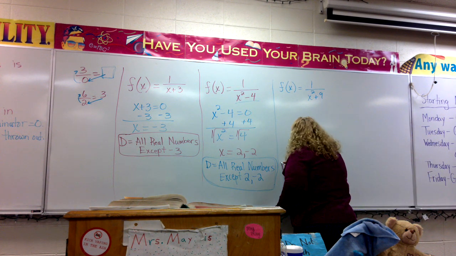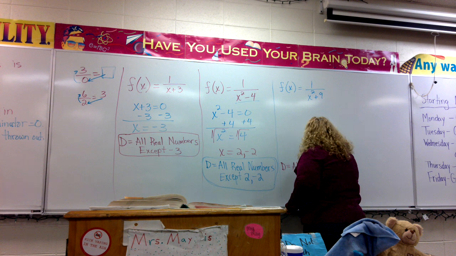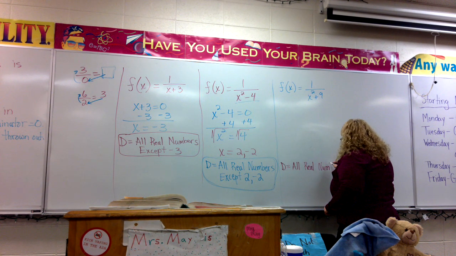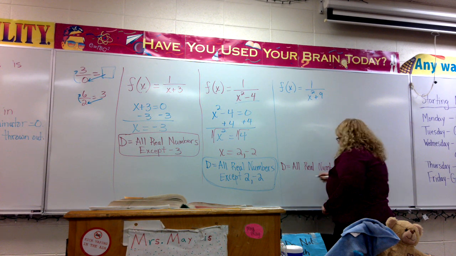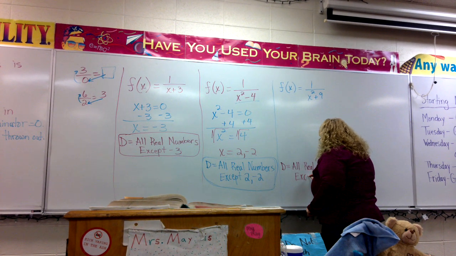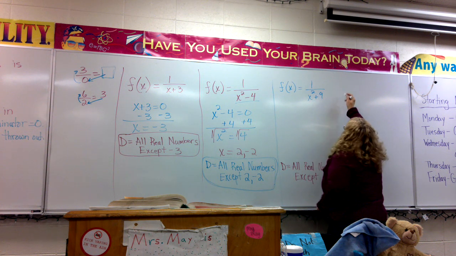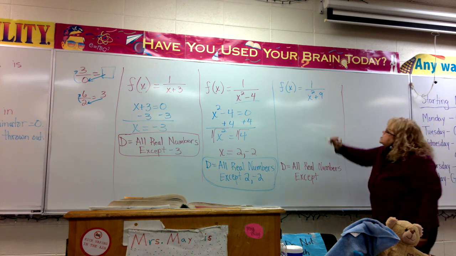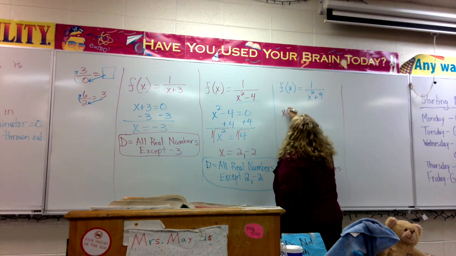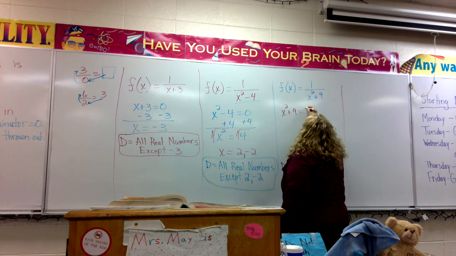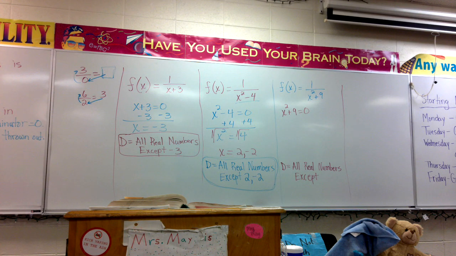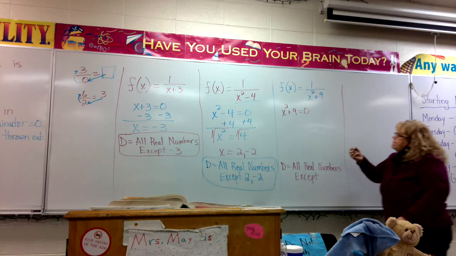Down here when we're all done, our domain is going to be all real numbers except anything that makes a denominator equal to 0. Set that denominator equal to 0 again. There we go. I set it equal to 0, and now you're going to solve it. Are you ready to solve it? How do you solve it?